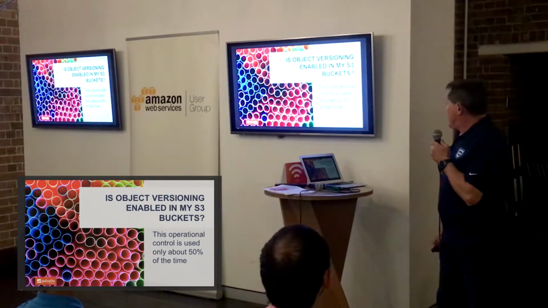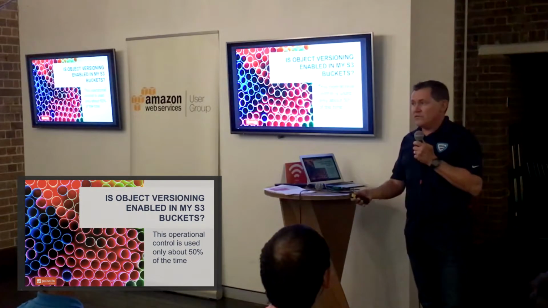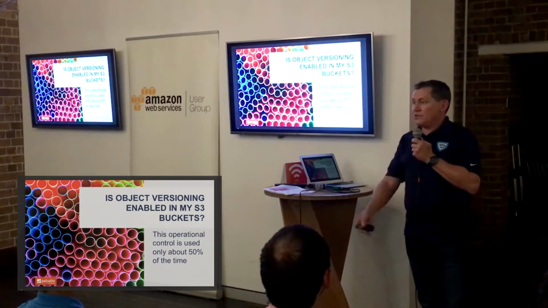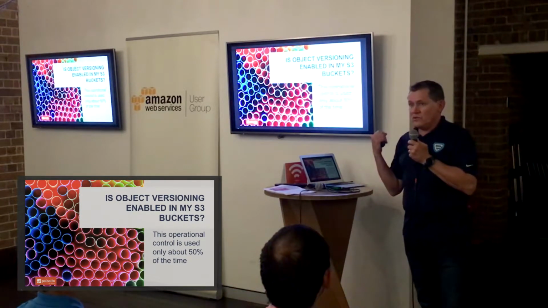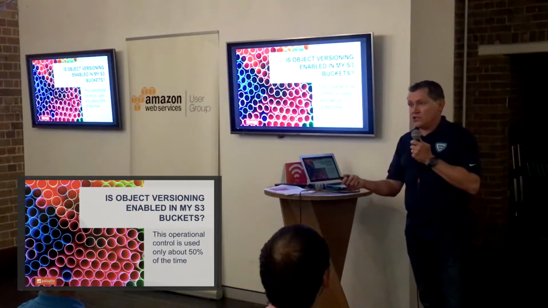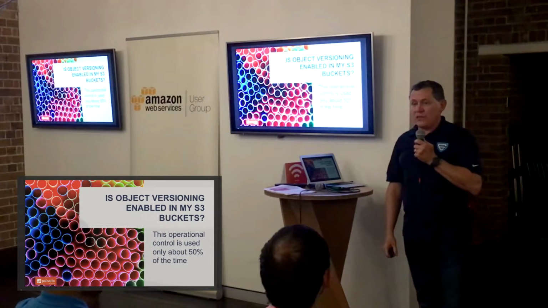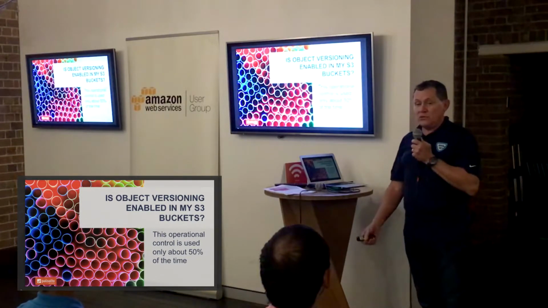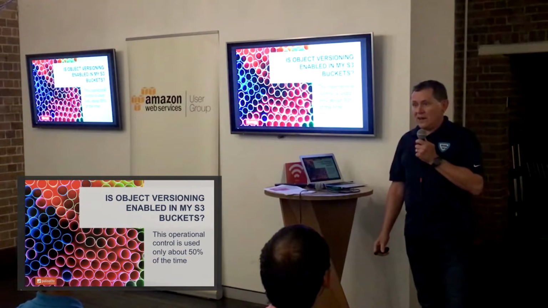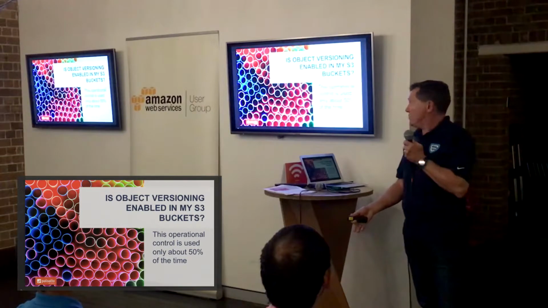That is only in use about 50% of the time, and that's probably to do with the fact that there is a cost involved. The more data that you're storing, every version of your object requires extra storage, and that can increase our costs. So it's a good idea to understand what's being stored in the bucket. Is it something that's recoverable? If we lost the contents of the bucket, could we easily recreate it? If so, we might want to turn versioning on.